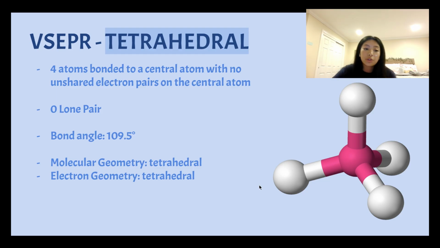Okay, and now we're going over tetrahedral. A tetrahedral is formed when four atoms bonded to a central atom have no unshared pair of electrons on the central atom. So that means there are 0 lone pairs. The bond angle is 109.5. The molecular and electron geometry is tetrahedral. So if you look at this, you'll notice that the bond angle between everything is the same. Each atom has the same bond angle, and there are no lone pairs.